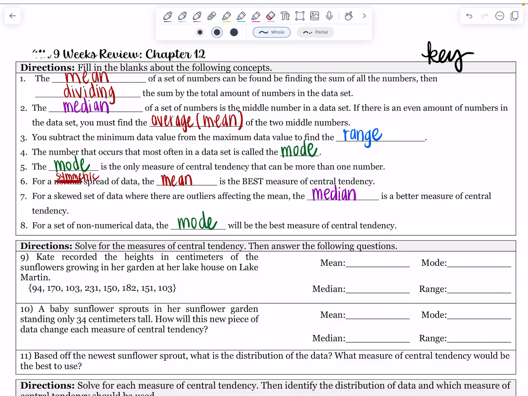Hello, everyone, and welcome to our fourth nine weeks, chapter 12 review. This is going to be on statistics, and there's going to be a page 1 and a page 2. So this is the page 1 video.